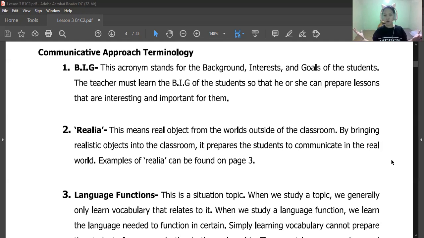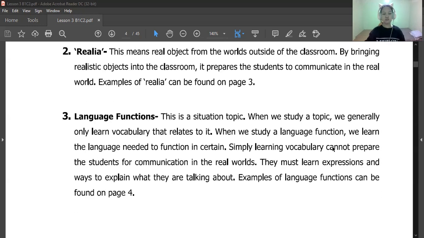How are they able to have meaningful learning if they cannot connect what they have learned, the input that they have, to the outside world, to the real world? That's why it's important to also bring realia when you are teaching English, when you're teaching the target language.